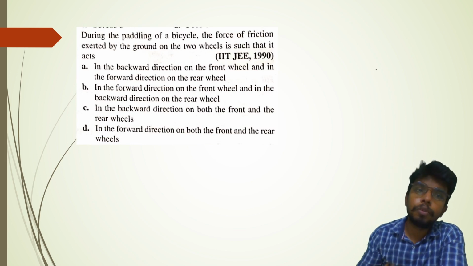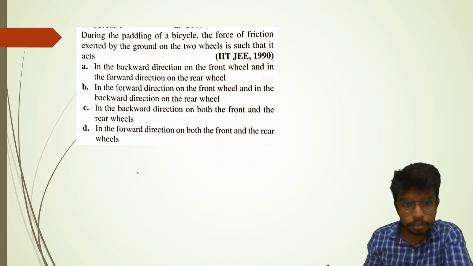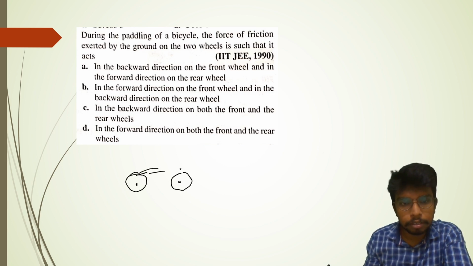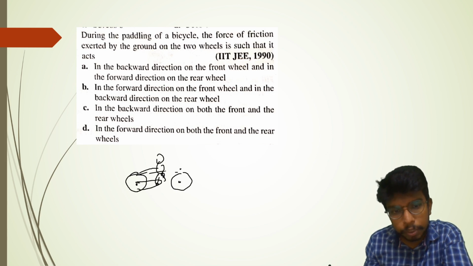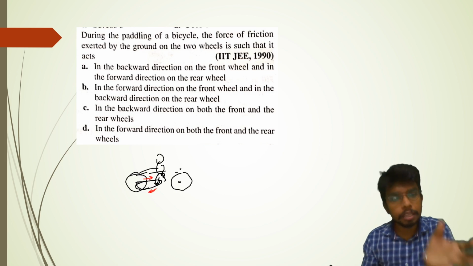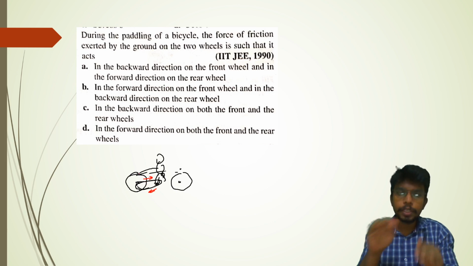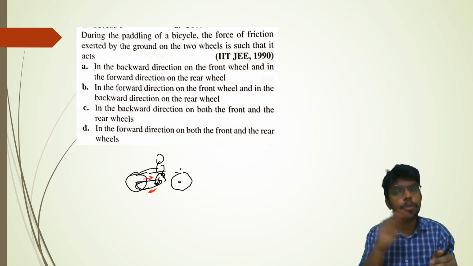Anyway, during the paddling of a bicycle, the force of friction exerted by the ground on the two wheels is such that it acts... Remember, in the situation of a bicycle, there are two wheels over there, and there is some bicycle, my drawing isn't that good. When you are talking about a bicycle, there is a chain which is attached to the rear wheel, and you pedal the bicycle, due to which the chain moves, and this chain basically rotates the rear wheel. So the force which you are applying is being exerted on the rear wheel, not on the front wheel. So the rotation of the front wheel is not because of your pedaling.